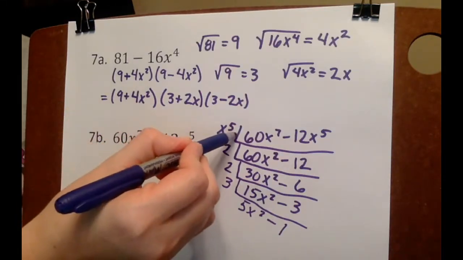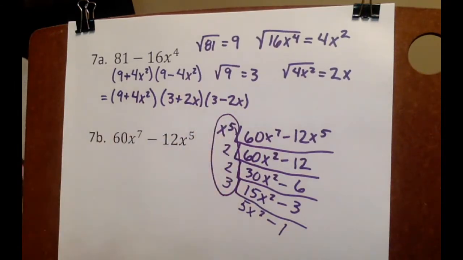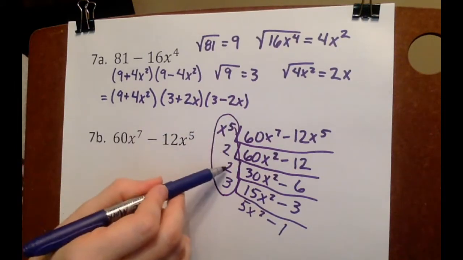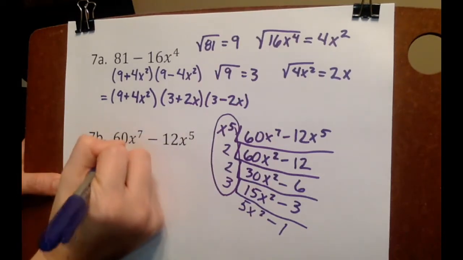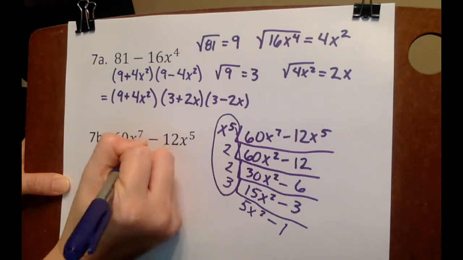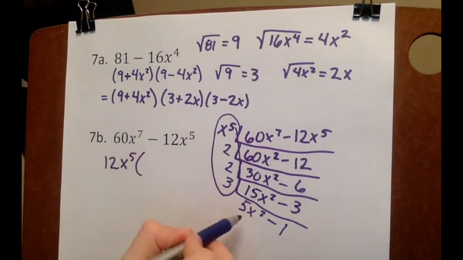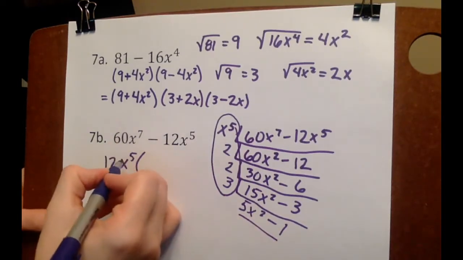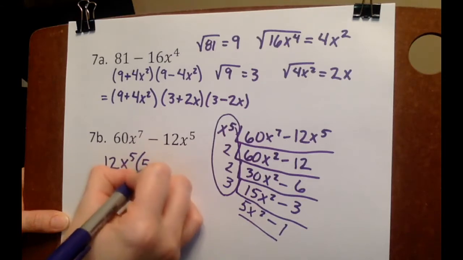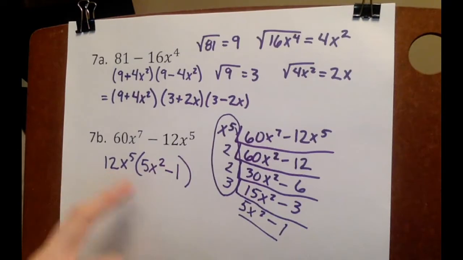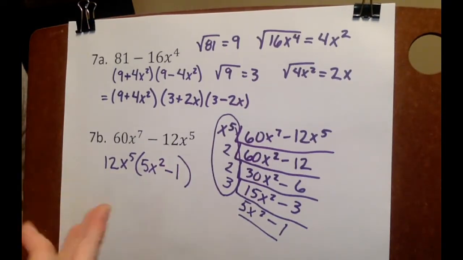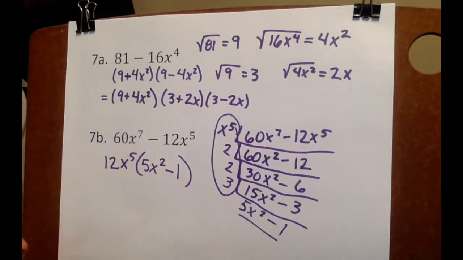The numbers on the outside, those are the GCF, so multiply them all together. 2 times 2 is 4, times 3 makes 12, and of course don't forget your variable. So we have 12x to the 5th as our GCF, and then the leftovers at the bottom are what's going in your parentheses. So we have 5x squared minus 1. This will not have 2 sets of parentheses. If you're factoring out a GCF, it's just what's out front times 1 set of parentheses.